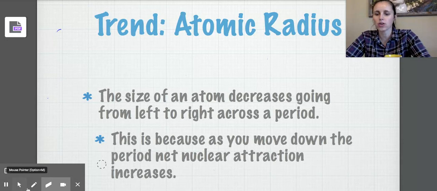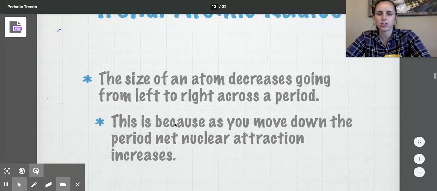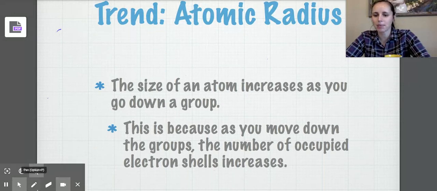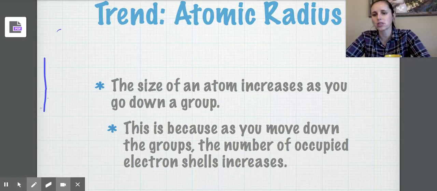So our trend going from left to right is due to net nuclear attraction. Let's look at what happens then when we go down. So we know that as we go down, shielding effect is going to increase. So I go from having one shell in the way to having two shells in the way to having three shells in the way. I'm going to stop drawing circles because they're getting messier, right?